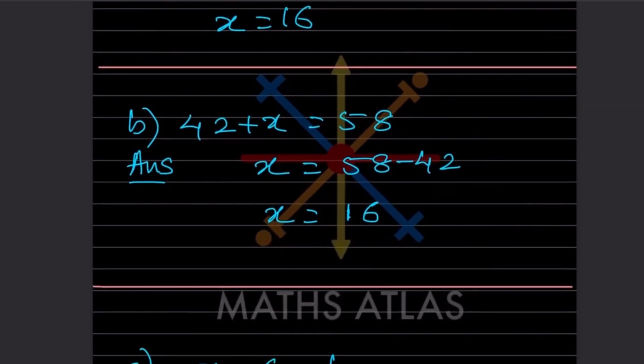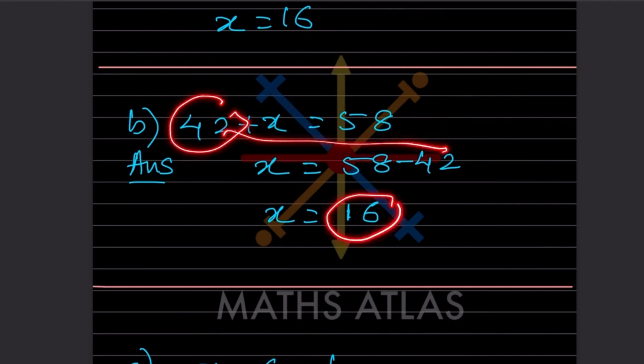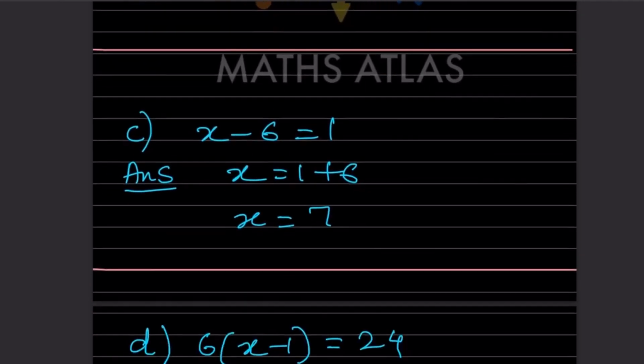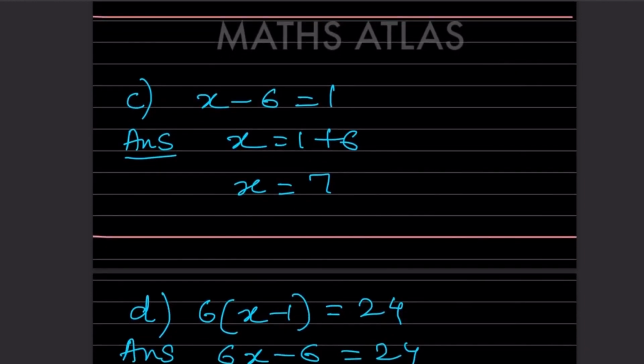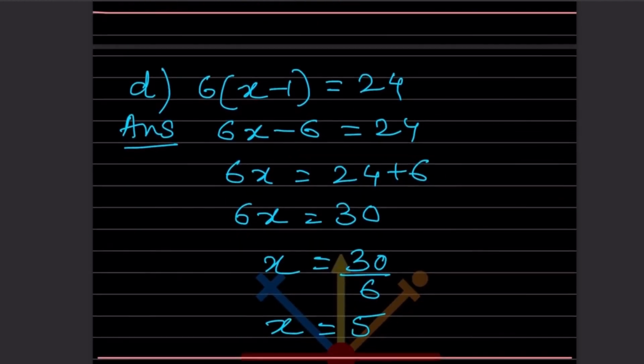Now in the next one it says that 42 plus x is 58. So here x will be what? 58, and this becomes minus 42. So that is going to be 16. And the next problem again here, x minus 6 is 1. So here x, this 1 will be as it is. Here it will go here, that will become plus. So x is 7.